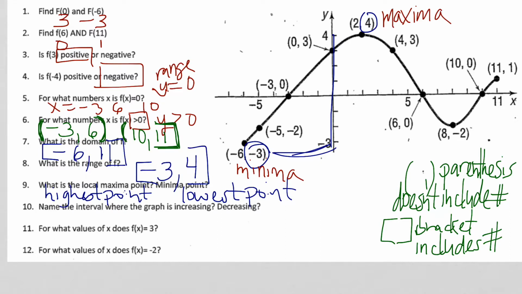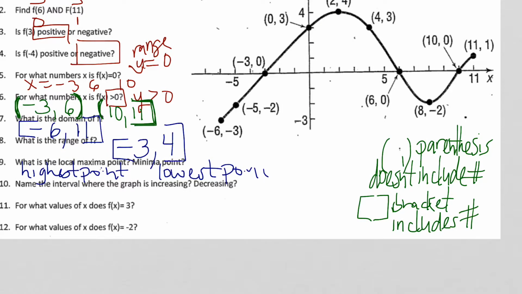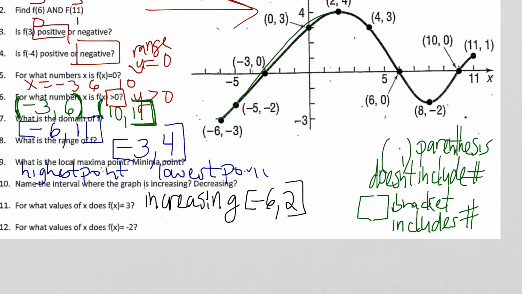All right, now we're looking for the interval, with those brackets and parentheses, about where the graph is increasing and decreasing. Increasing and decreasing on a graph always go from the left-hand side to the right-hand side. So where is it increasing? When it's getting bigger. So if I take a look here, it's starting at -6 and it's increasing all the way up to +2. It's increasing from -6 to 2, and it's also increasing from +8 to 11.